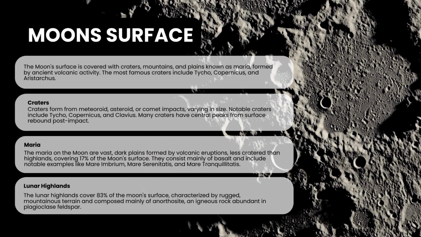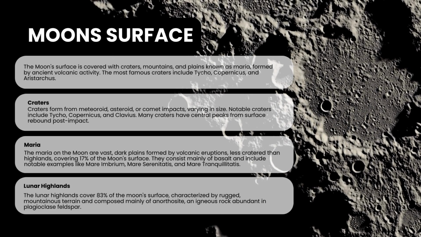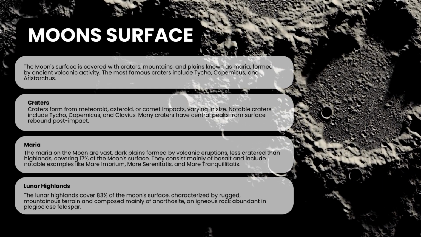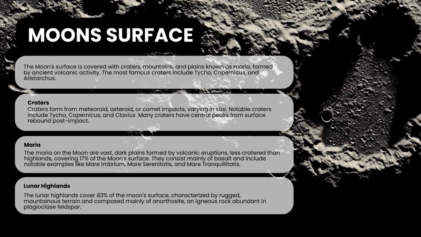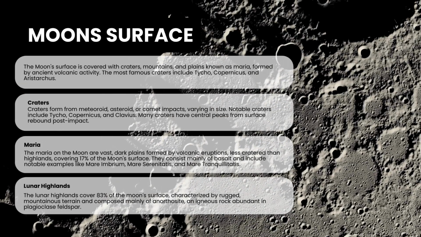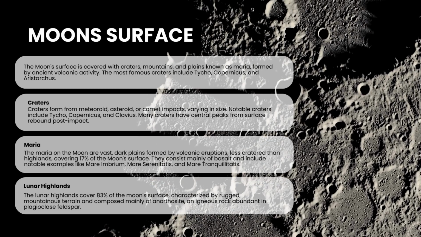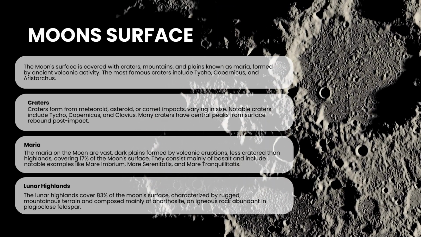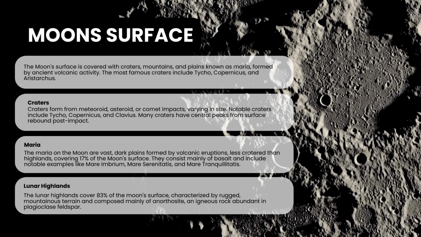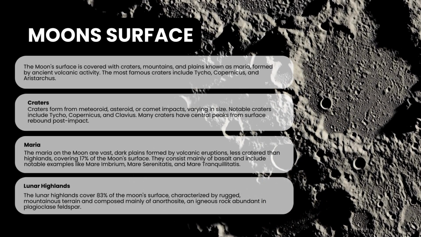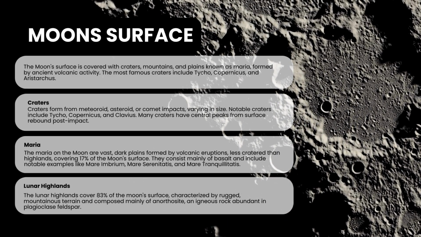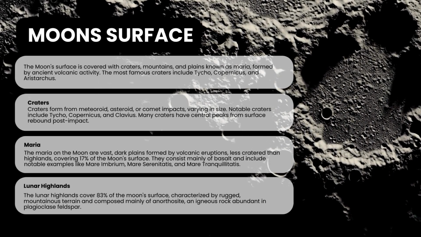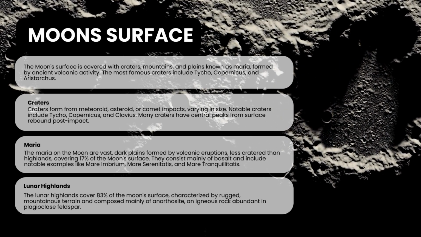Maria. The maria on the Moon are vast, dark plains formed by volcanic eruptions, less cratered than highlands, covering 17% of the Moon's surface. They consist mainly of basalt and include notable examples like Mare Imbrium, Mare Serenitatis, and Mare Tranquillitatis. Lunar highlands. The lunar highlands cover 83% of the Moon's surface, characterized by rugged, mountainous terrain and composed mainly of anorthosite, an igneous rock abundant in plagioclase feldspar.